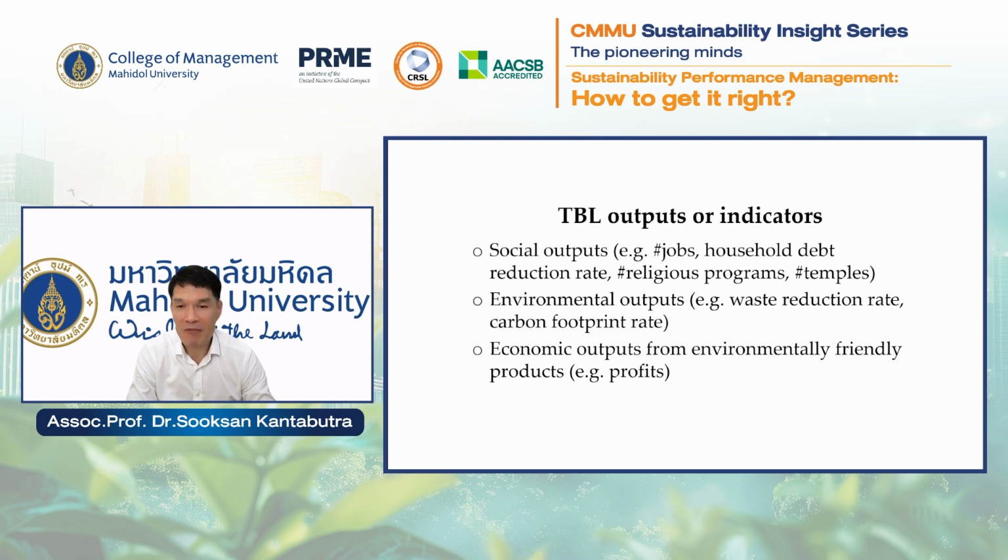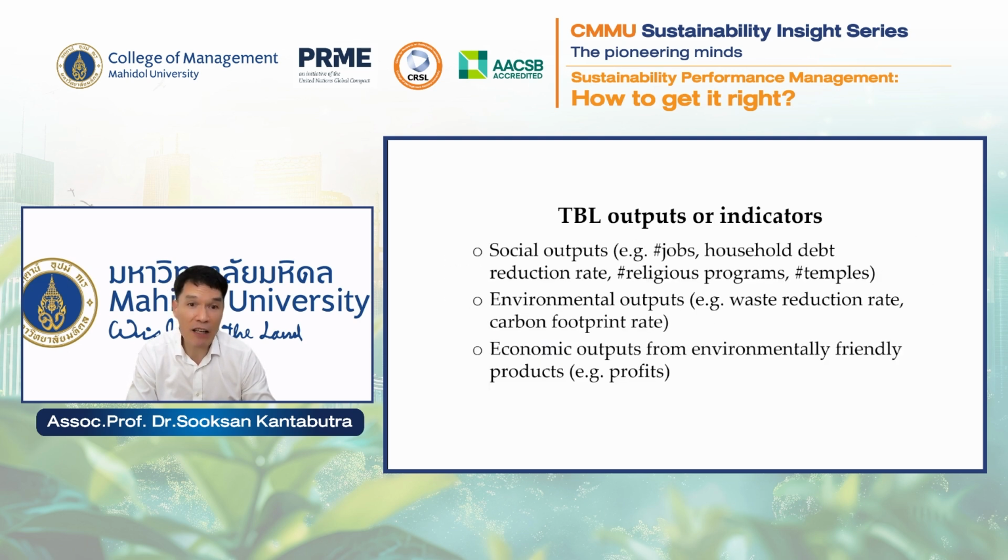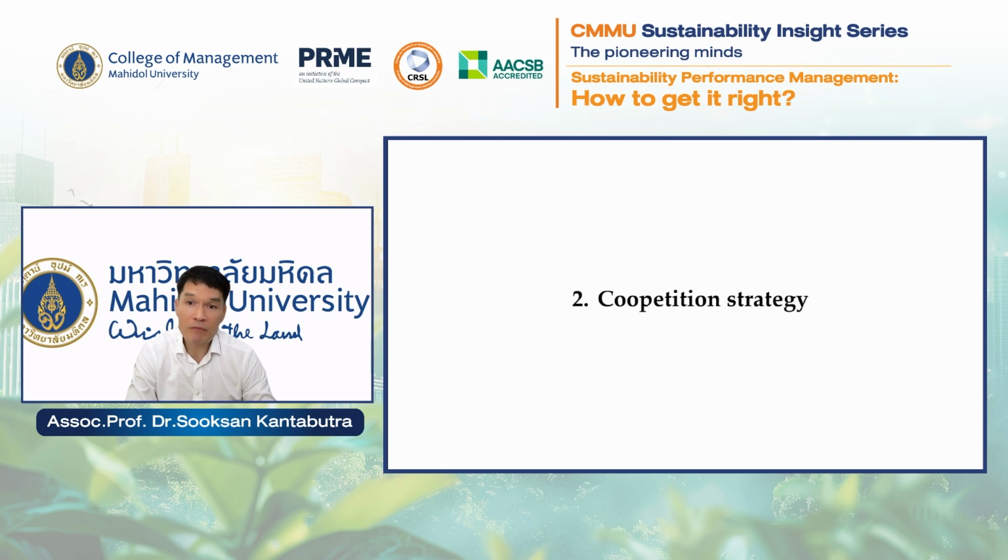But then again, if you simply adopt the SDG and ESG and you have all these indicators in place, it doesn't tell you whether you actually achieve the balance. It only tells you that yes, you have achieved all these indicators, but it doesn't tell you whether your stakeholders are actually happy with it or not. Okay. The next strategy is the co-opetition strategy.